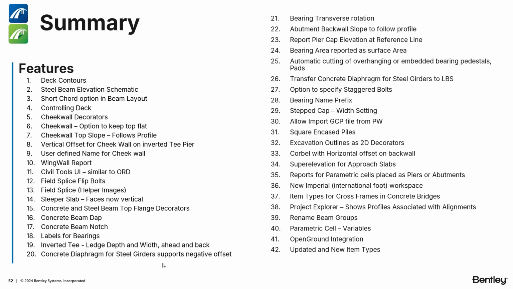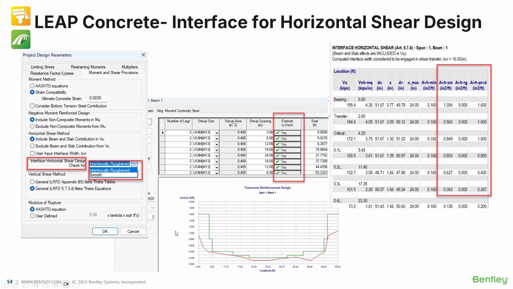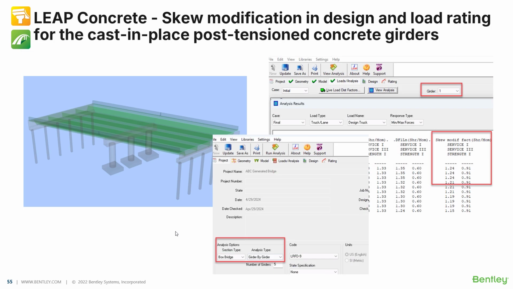As a summary, we have more than 40 enhancements, major and minor, in this release of OpenBridge. As I said, you have more detailed videos on this playlist, where you can explore all the options that we have mentioned. On the analytical side, in LEAP, there are very specific enhancements, such as additions to the interface for horizontal shear design. You can find more information and details in the release notes of each individual application, LEAP Concrete or LEAP Steel.